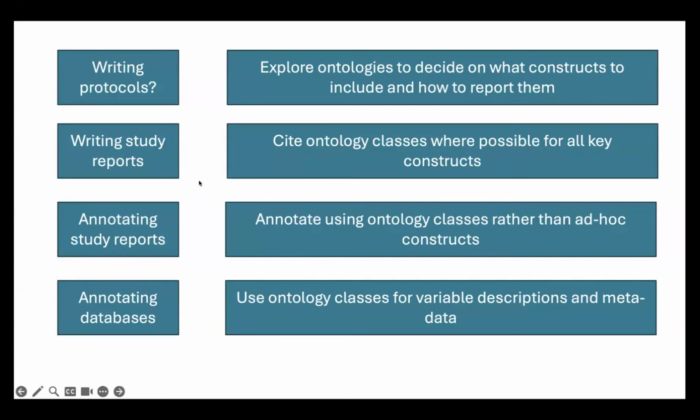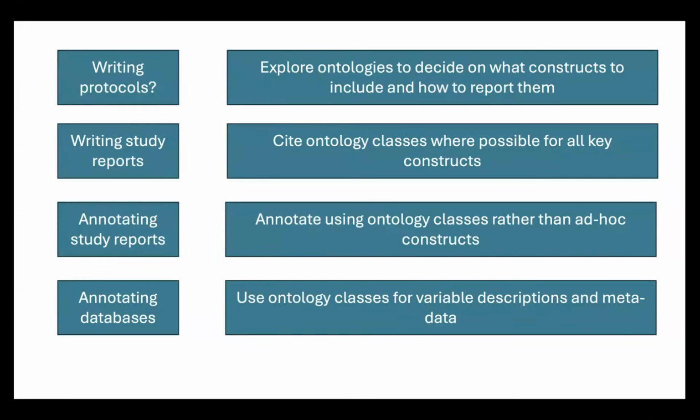Then we've already talked about annotating study reports. So this would be, if either you've self-annotated it, or more likely you're coming to someone else's paper and you're going to annotate it. And I explained that a little bit earlier.